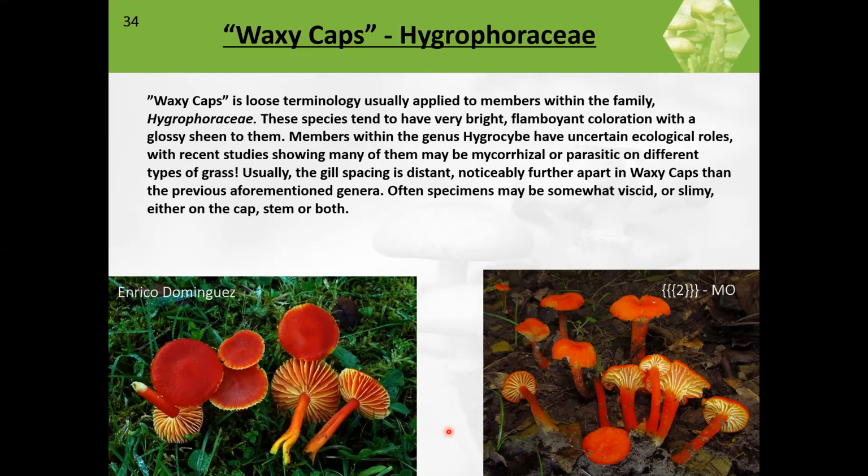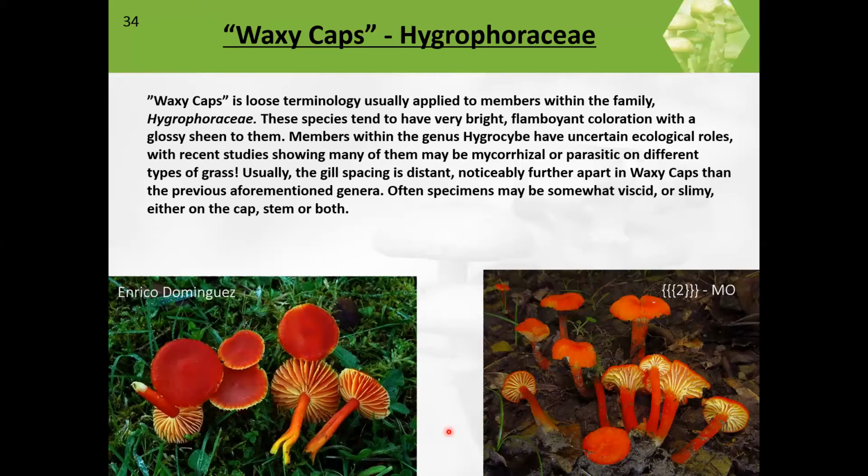Members within the genus Hygrocybe have uncertain ecological roles, with recent studies showing many of them are mycorrhizal or parasitic on different types of grass. It's really cool, because I don't see a lot of mushrooms being parasitic on grass specifically. Up until I read about this, whenever I would find a mushroom growing out in the open field where there's no trees or anything nearby, I would just assume that it was saprobic, decomposing the grass right there, right?